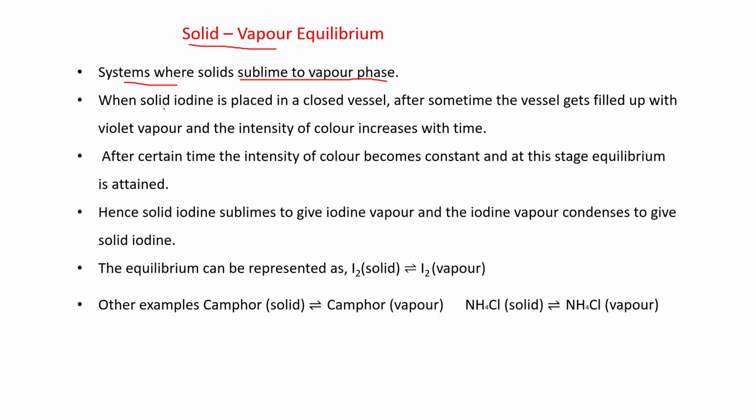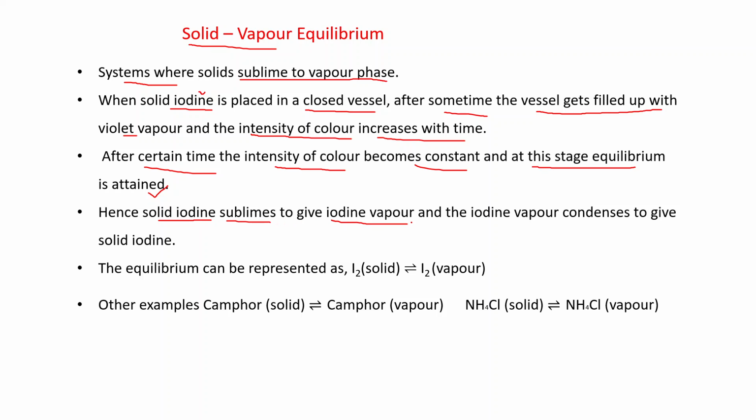Okay. Take one example, like solid iodine is placed in a closed vessel. After some time, the vessel gets filled up with violet vapor because the iodine is violet in color, and the intensity of color increases with time. After a certain time, the intensity of color becomes constant, and at this stage equilibrium is attained. Hence, solid iodine sublimes to give iodine vapor, and the iodine vapor condenses to give solid iodine. Clear? The equilibrium can be represented like this: I2 in solid state in equilibrium with I2 in vapor phase.